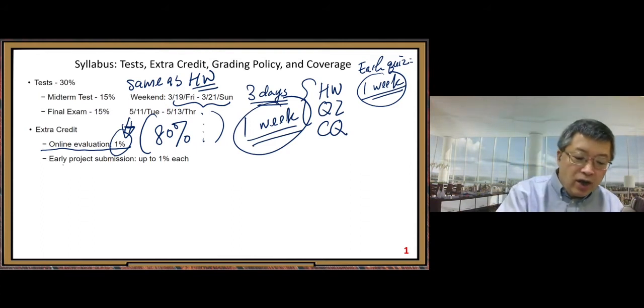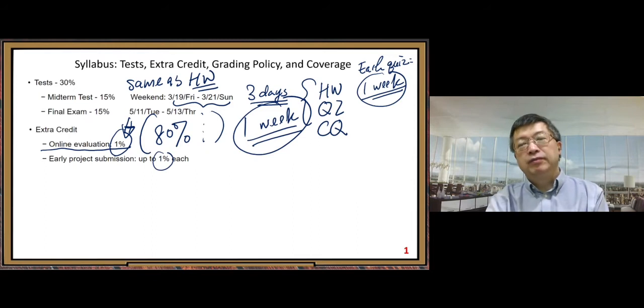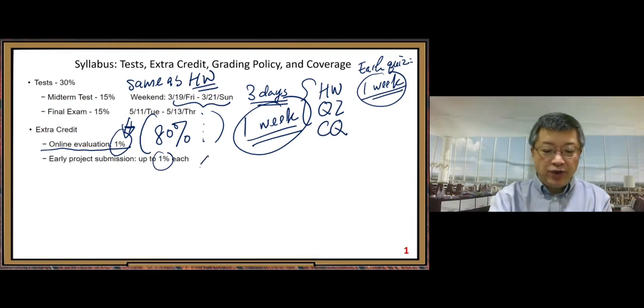Second one, early project submission, up to 1%. Usually I give you plenty of time to complete one project, usually 4 weeks.